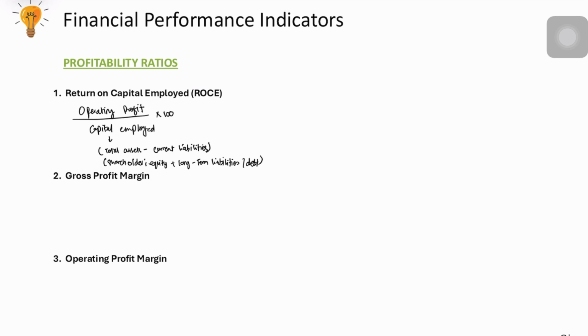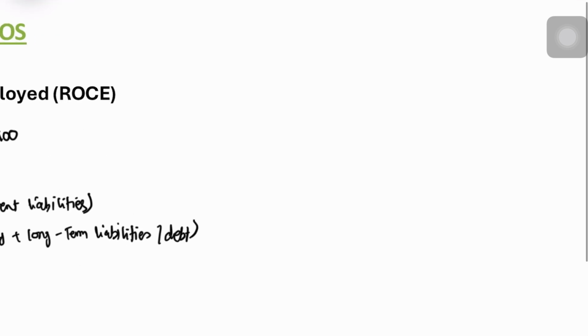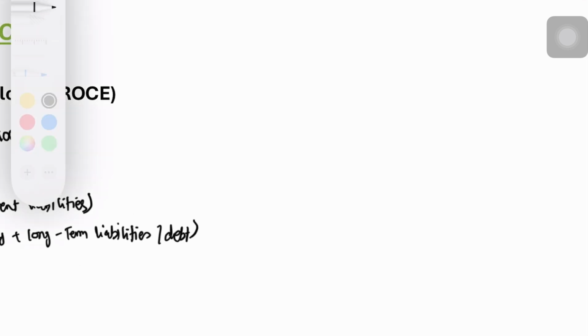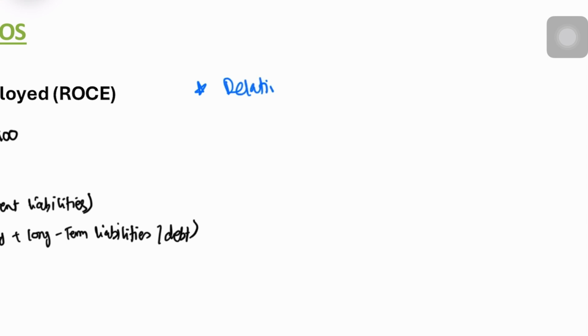What are the advantages of ROCE? That it is easy to calculate, it is used by external analysts, it relates the profit earned to the amount of capital invested, and a higher ROCE should lead to higher shareholder wealth as well. So it is consistent with the organization's main objective. And most importantly, the prime advantage of ROCE is that it is a relative measure. So it is easy to compare.